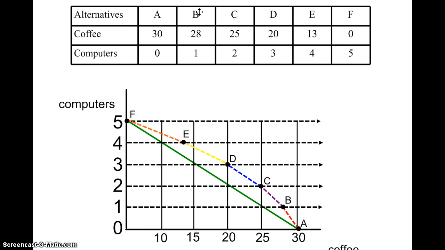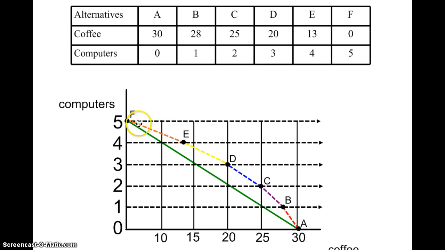Point B, with 28 units of coffee and 1 computer, corresponds to point B on the graph below. C, 25 coffee, 2 computers, point C on the graph. D, 20 units of coffee and 3 computers, point D on the graph. E, 13 and 4, point E on the graph. And F, 0 and 5, okay, and that is point F on the graph.